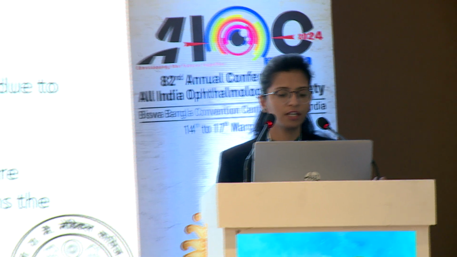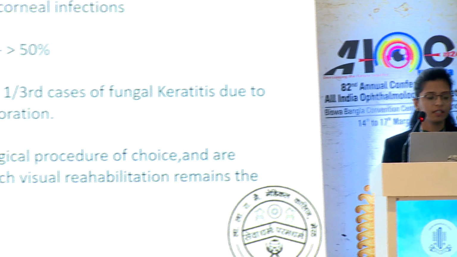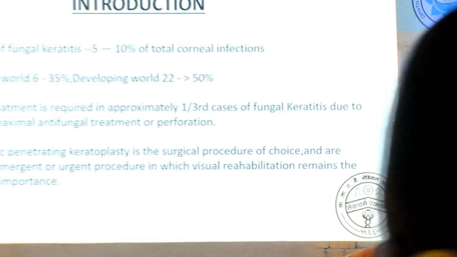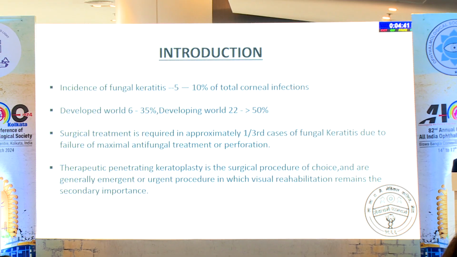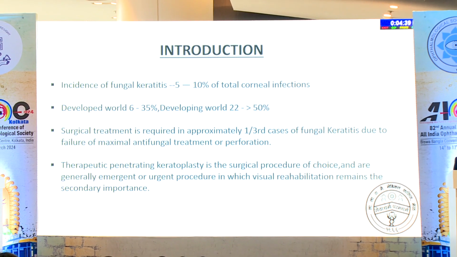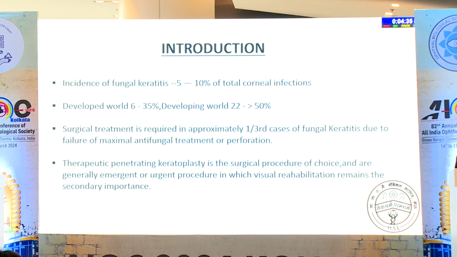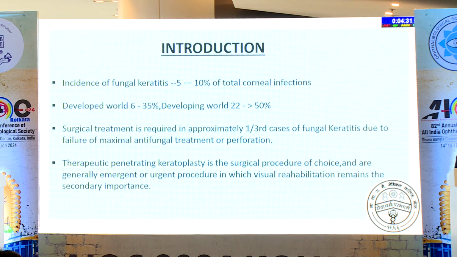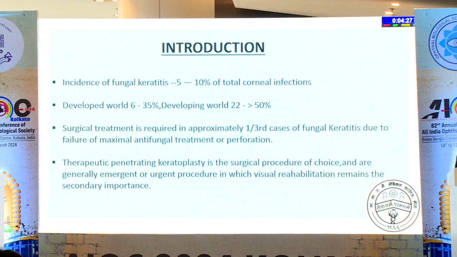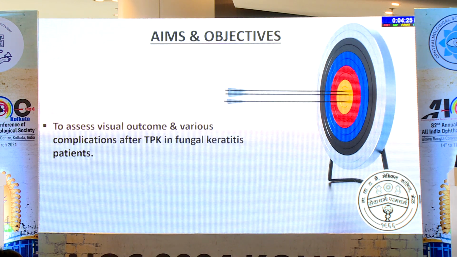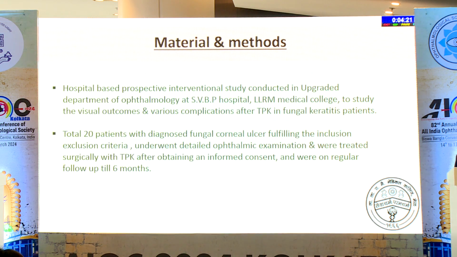Incidence of fungal keratitis is about 5 to 10% of total corneal infections, and in developed world, it is about 6 to 35%, and in developing world, it is 22 to more than 50%. Surgical treatment is required in approximately 1/3 cases of fungal keratitis due to failure of maximal antifungal treatment or perforation. Therapeutic penetrating keratoplasty is the surgical procedure of choice and is generally an emergent or urgent procedure in which visual rehabilitation remains of secondary importance. To assess visual outcome and various complications after TPK in fungal keratitis patients is the main aim of this study.